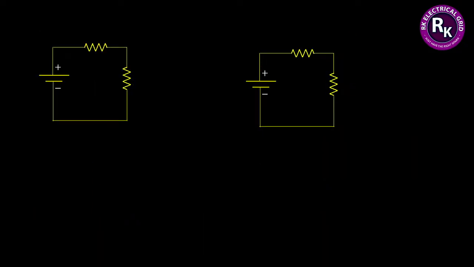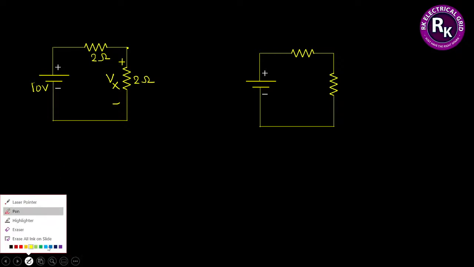Okay, let us take the next beautiful concept. I am going to keep a 10 volt supply here, and I would like to keep a 2 ohm resistor, and one more 2 ohm resistor. Now, I would like to know the voltage drop across this 2 ohm resistor. Let me call it Vx. Can anyone please help me?